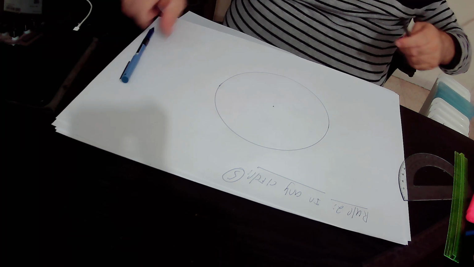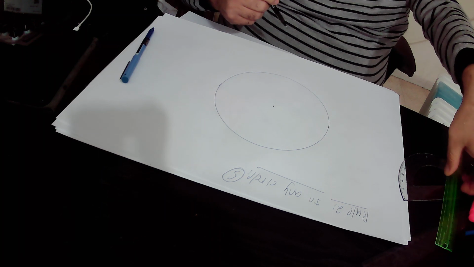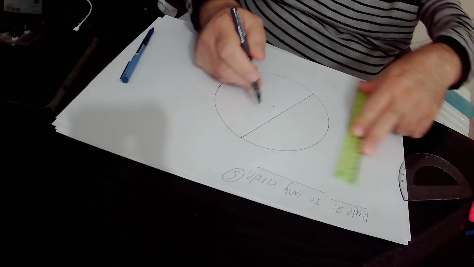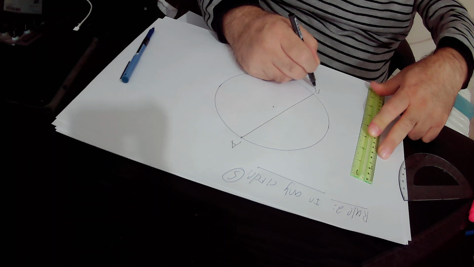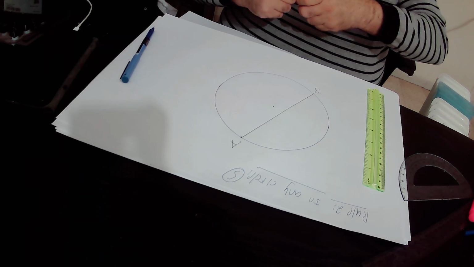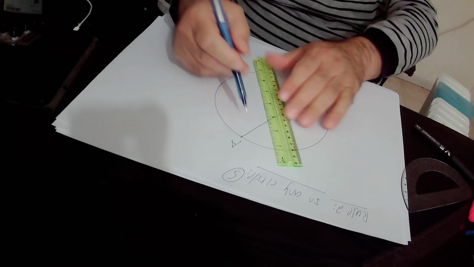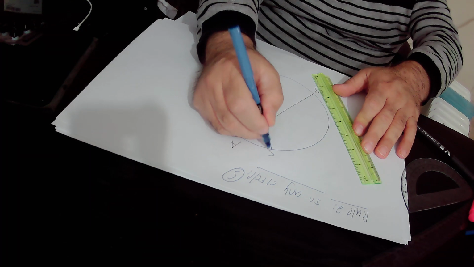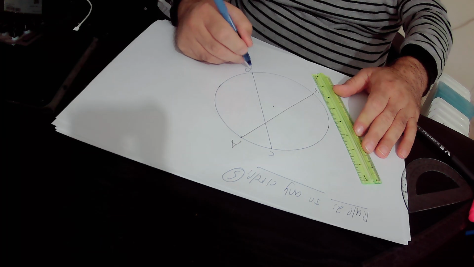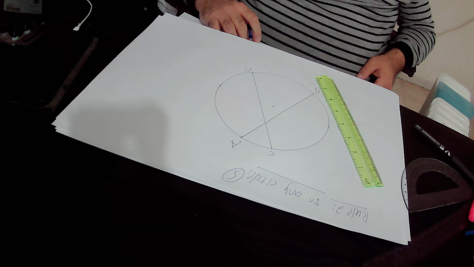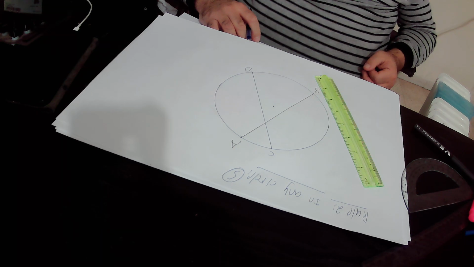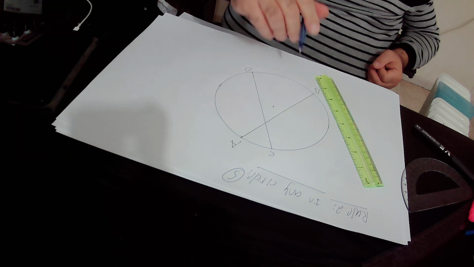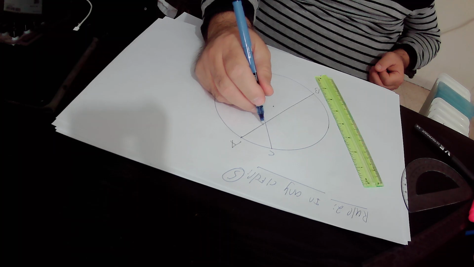We have chord AB. This is called AB inside the circle. That intersects with chord CD. This is called CD. And the intersection point of the two chords is defined at this point. We define the intersection point as point O.